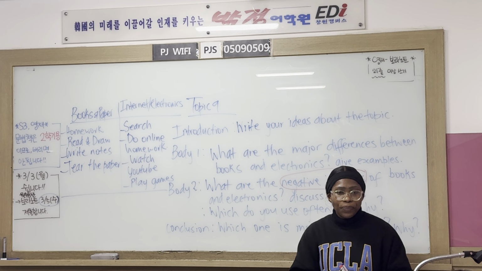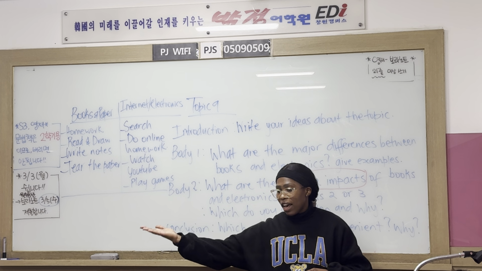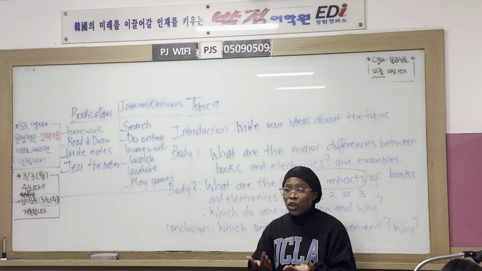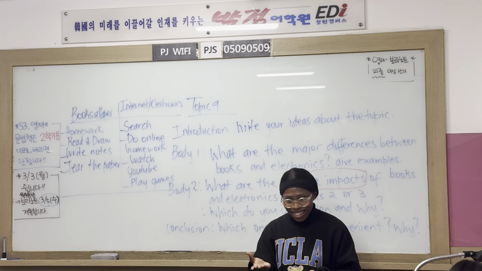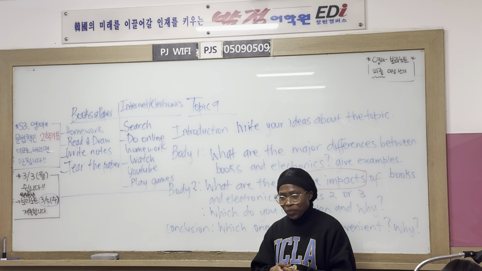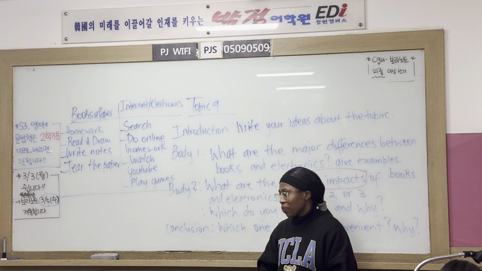Yes. Electronics give blue light. Blue light. Good. And the blue light is also very bad. It disturbs your eyes. Yes. We have to spend money. You spend money on electronics because you need to pay for Wi-Fi or data, right? And it's very costly compared to books. Good.